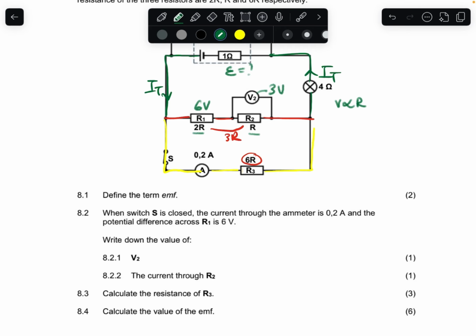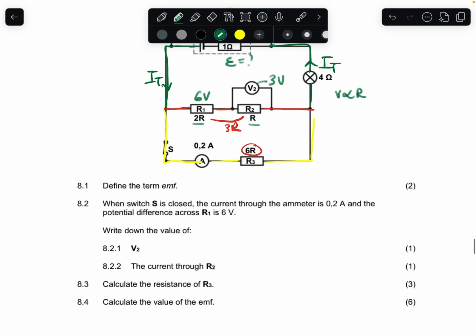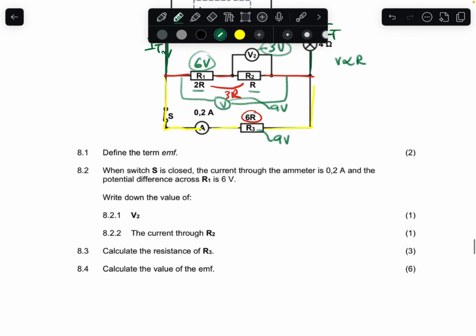Very important. Now, the voltage of this path is going to be what? It's going to be 9 volts. That means the voltage here is also 9 volts, because it's 6 plus 3, it's 9, right? Now to answer this question, it's going to be 3 volts, right? It's going to be 3 volts.